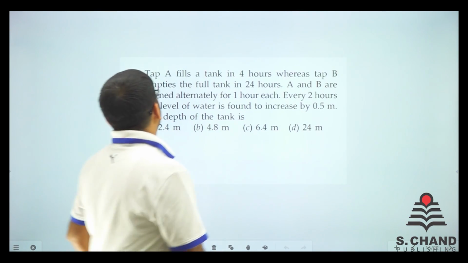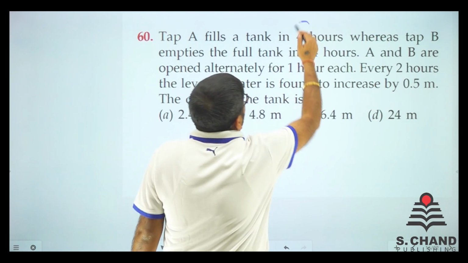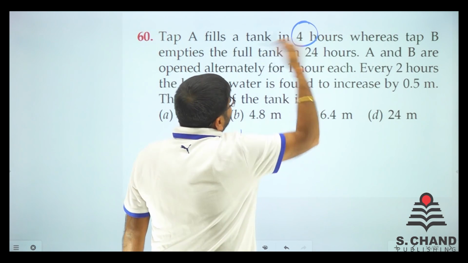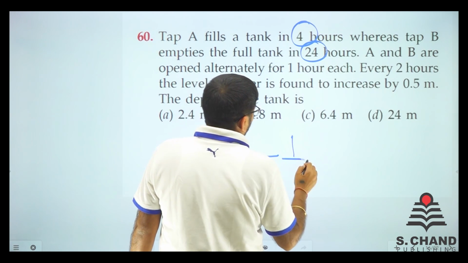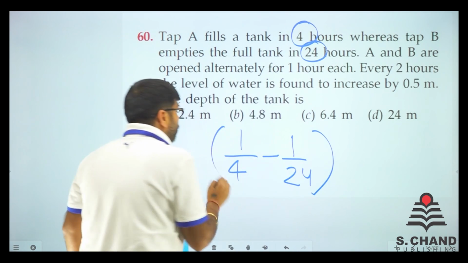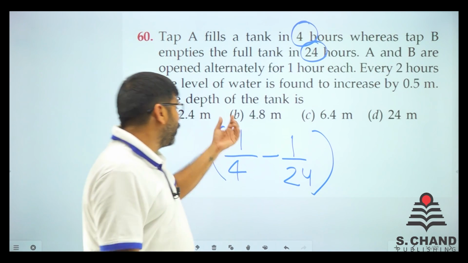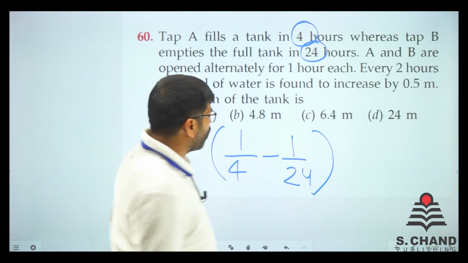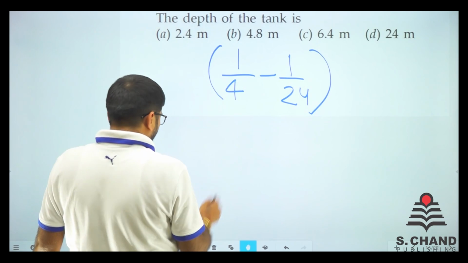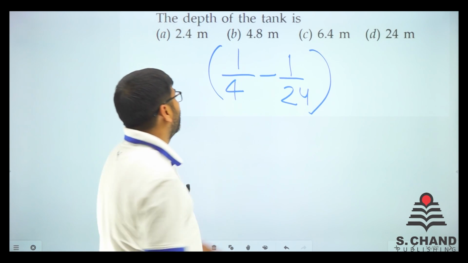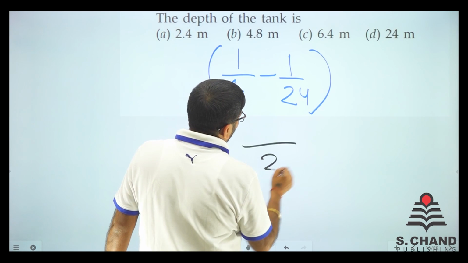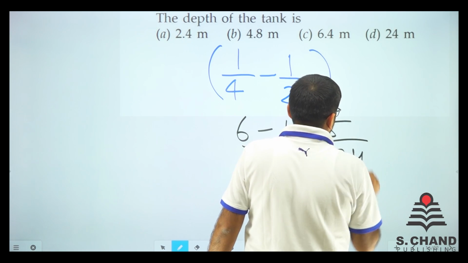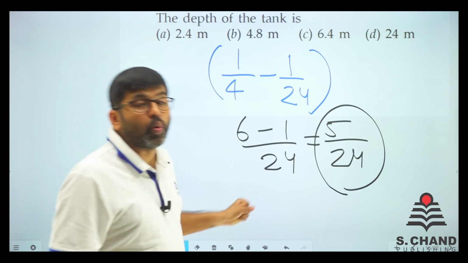Here we go. We've got question number 60 with us. Tap A works for 1 hour, so it will be like 1 by 4. And tap B in the second hour goes by 1 by 25, and this is minus. Because they are working alternately, in 1 hour this happens, in the other hour this happens. So in these 2 hours, the total part of the tank filled is like 24 here. We got 6 minus 1, that is 5 by 24. This is the 2 hours filled.